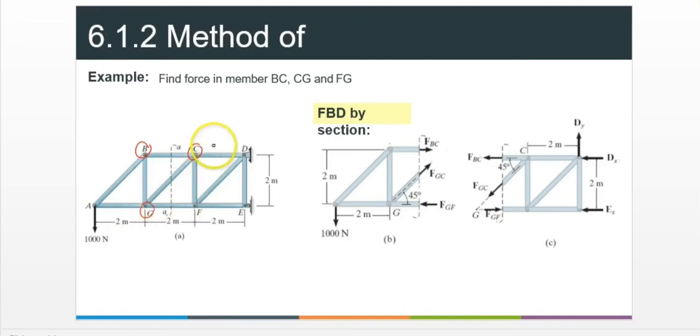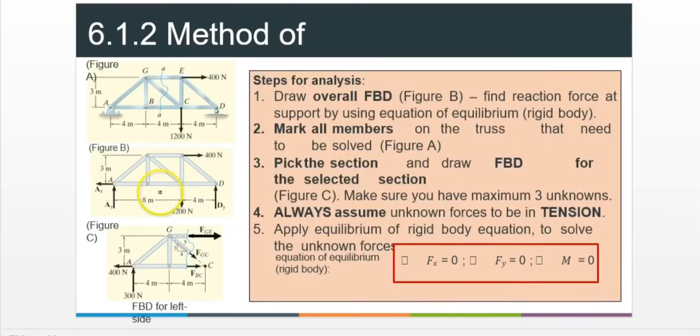Alright, example, find the force member of BC, CG and FG. Right, so this is the example here, which I already circled the alphabet. And then we cut through the center line, and then we get 3 unknown force members. Okay, so dia punya force macam saya cakap, which we need to put it as outward. Okay, bila outward, that means dia tension lah. Kita assumekan dia first as tension.